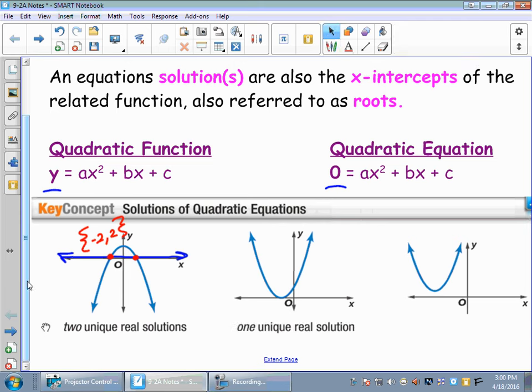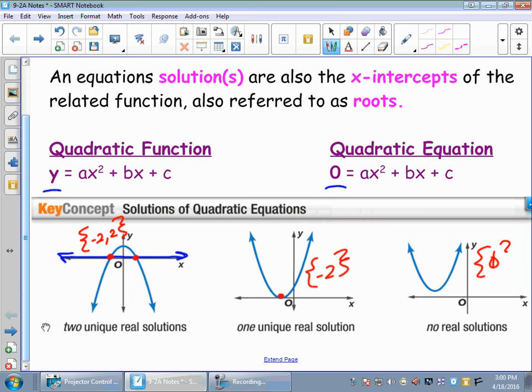In the second option here, the vertex is on the x-axis, and so there's only one real solution. Maybe that solution is -2 in this particular case. And in the third option, you can see that the graph never touches the x-axis. It's above it and keeps going up. This would be no real solutions, so you just simply give me the empty set, no solution.